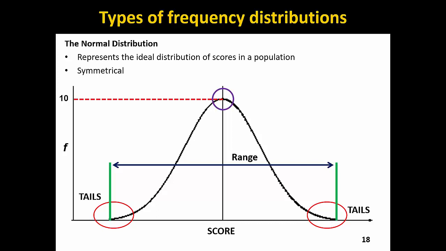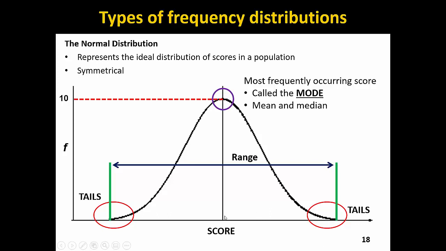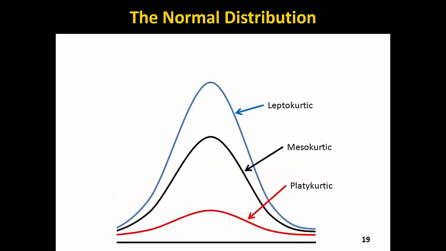The single highest score, the most commonly occurring score, once again, is referred to as the mode. And in the normal distribution, the same score that occurs most often is also the average score and also the median score. Now, the normal distribution can still have a different shape, and that refers to what's called the kurtosis of the normal distribution.